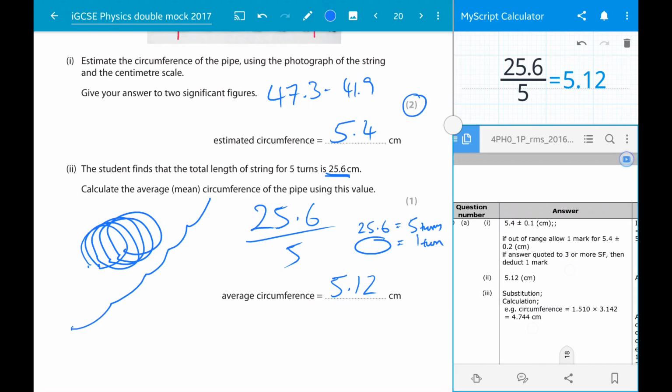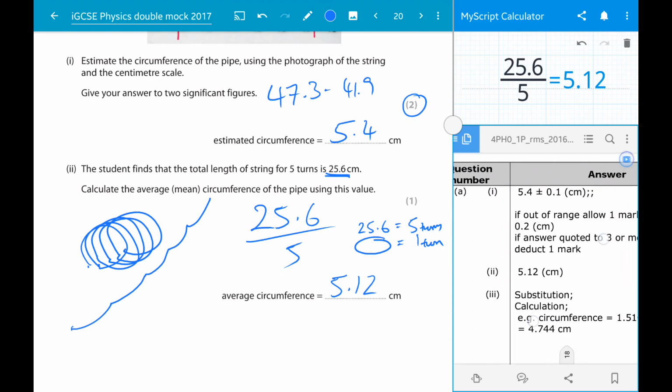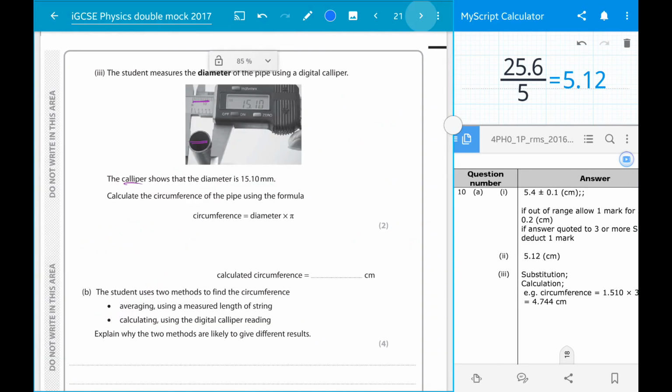The mark scheme, you can see it right there. It says 5.12, clear as day. There's no error allowed for this answer.